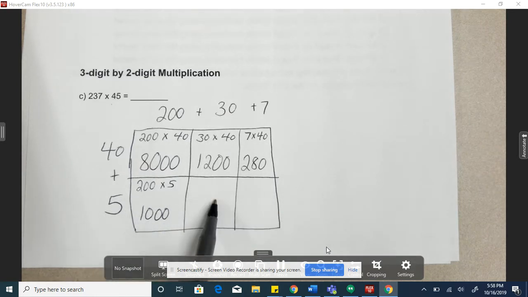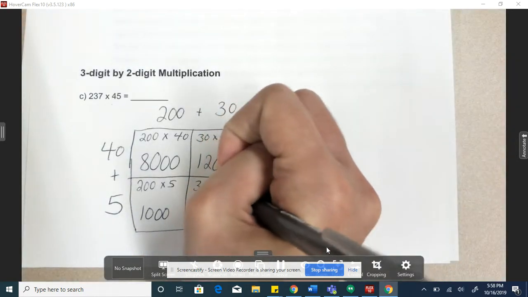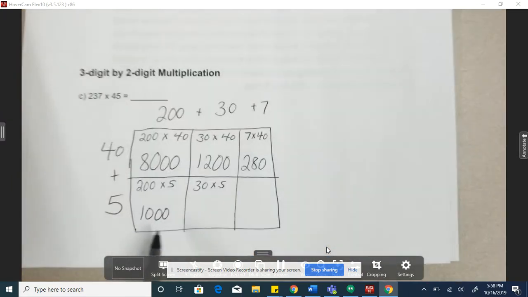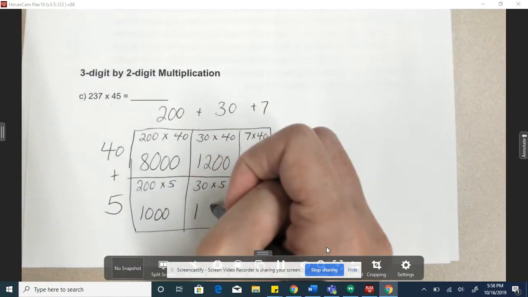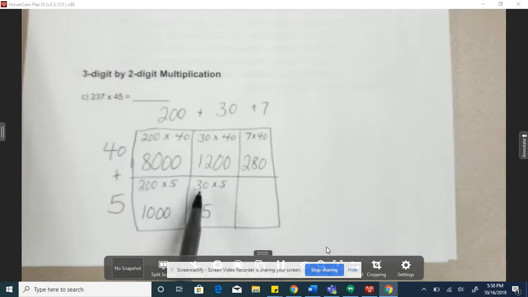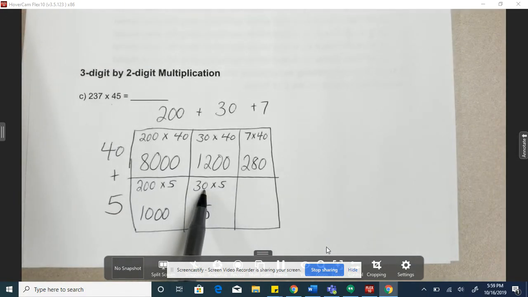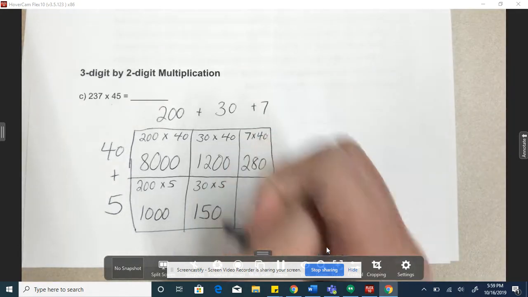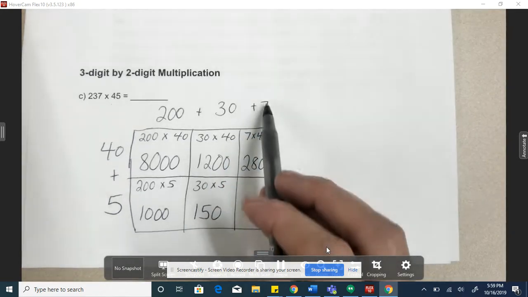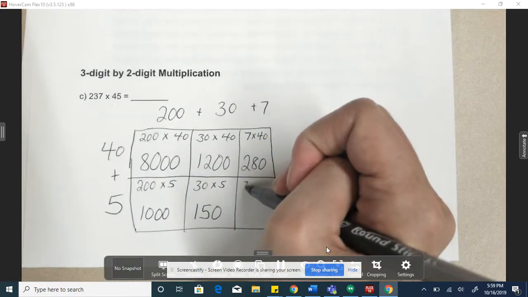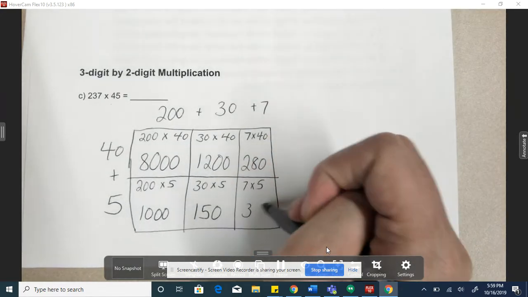30 times 5. Let's see, I know 3 times 5 is 15, but 30 is 10 times more than 3, so I need to have my answer be 10 times more than 15. So 30 times 5 is 150. 7 times 5, I know is 35.